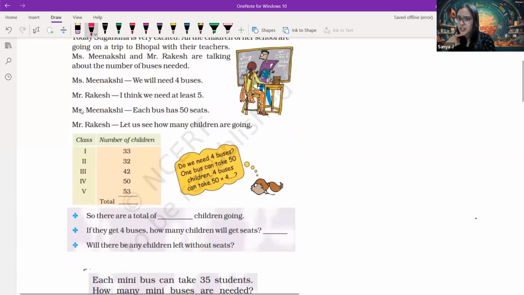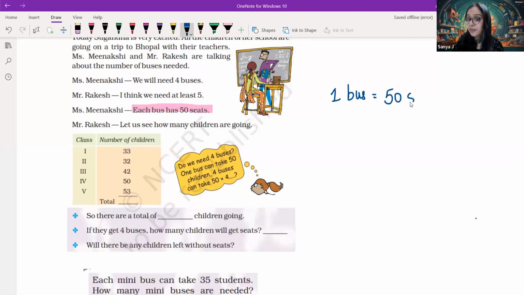Miss Meenakshi says that 4 buses are fine. But Mr. Rakesh says that at least 5 buses are needed. So we'll solve this confusion between both the teachers. For that, we need to know how many students can come in one bus, how many seats are there. Miss Meenakshi says that in each bus, we have 50 seats. So in one bus, how many seats are there? Correct, we have 50 seats.